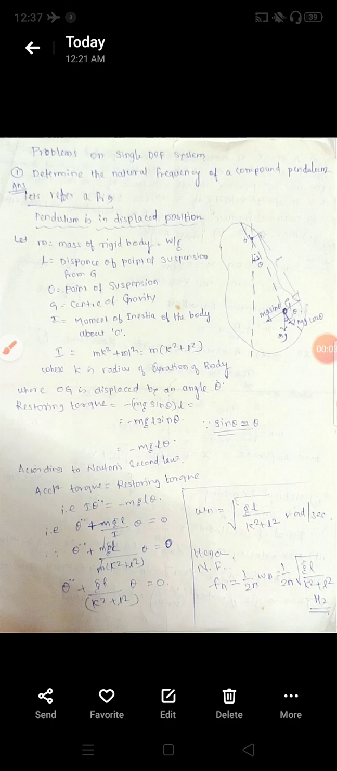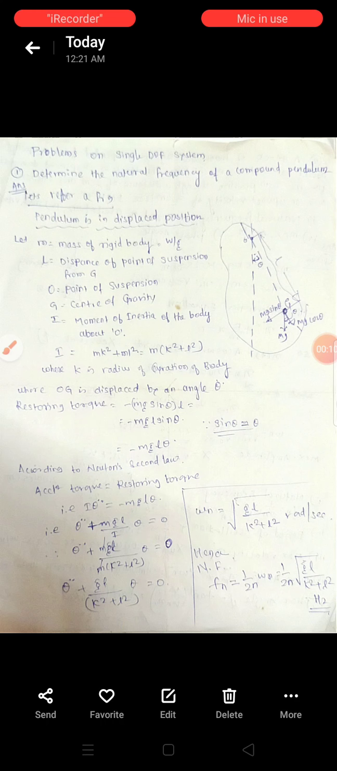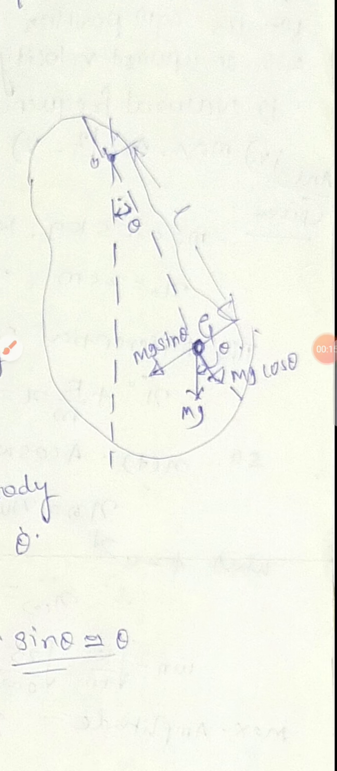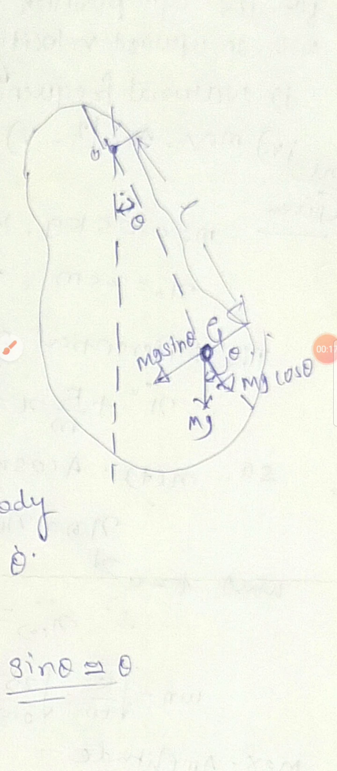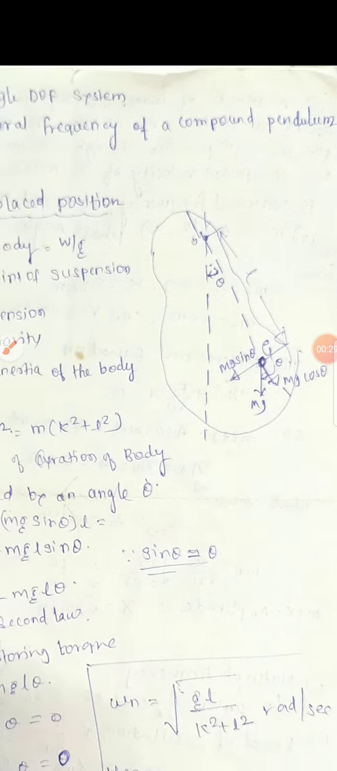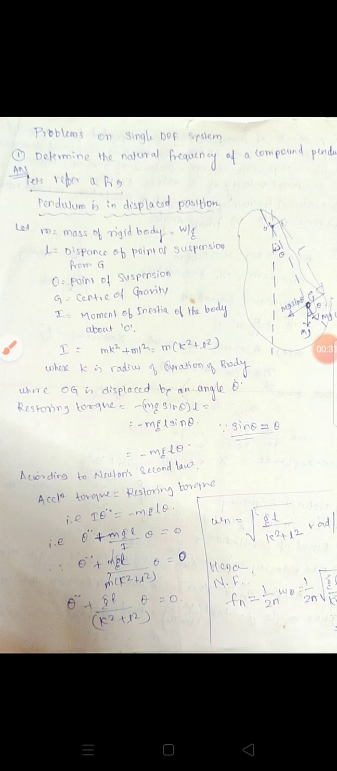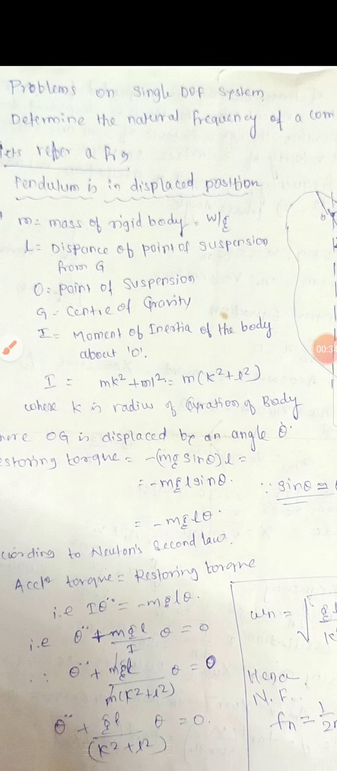Dear students, now I am taking problems on single degree of freedom system. The first problem is determining the natural frequency of a compound pendulum. In this figure, we can see O and G. There are 2 points where the mass M is connected. In this, OG makes an angle theta, which means the pendulum is in a displaced position from rest position.